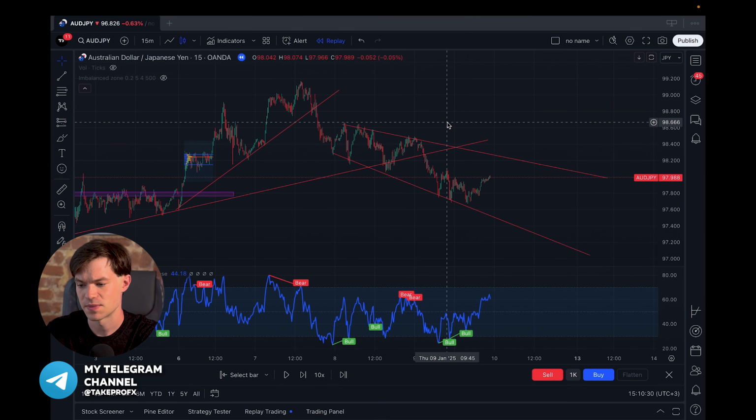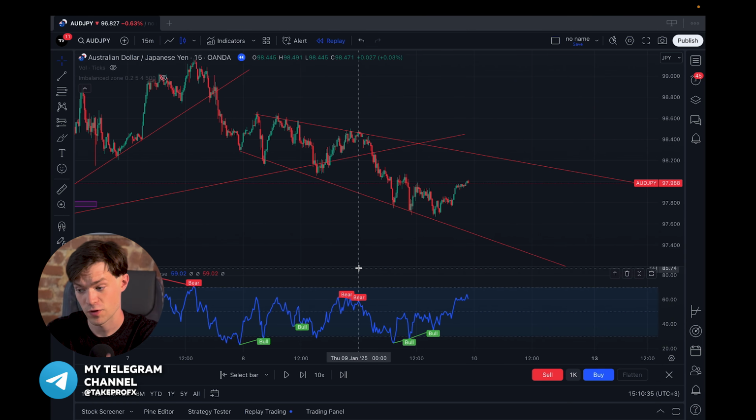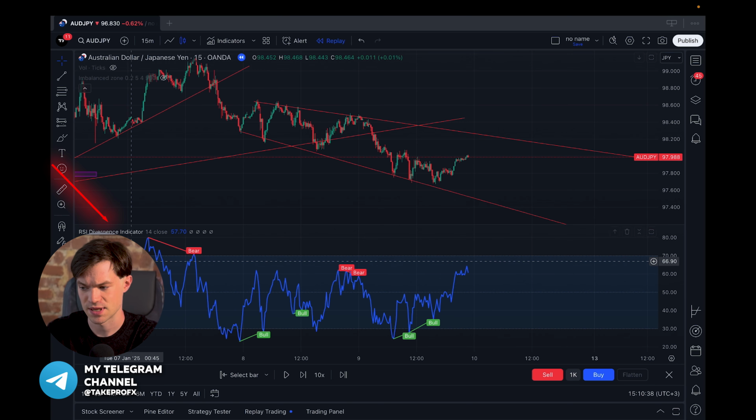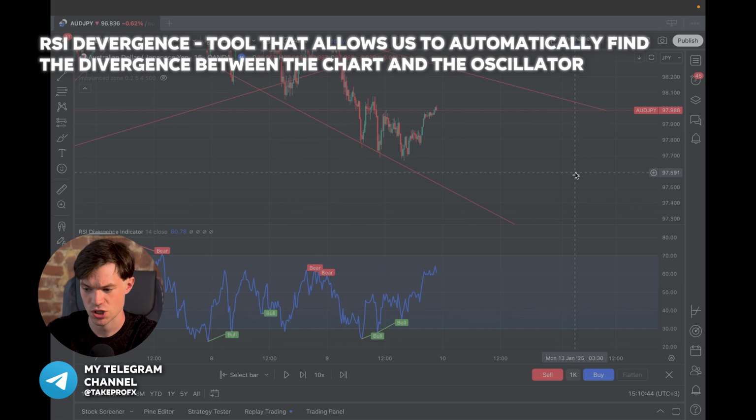We're going to start a little bit from afar by analyzing the tools which we are going to need to make the trades. The first tool is the RSI Divergence indicator. It is a tool that allows us to automatically find the divergence between the chart and the oscillator.